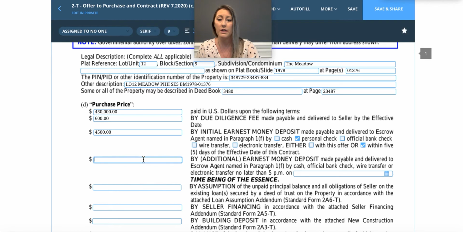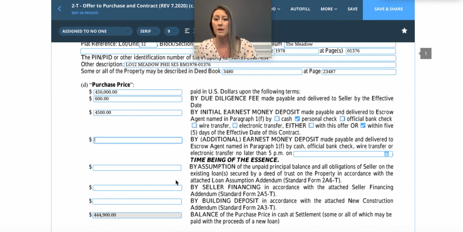Additional earnest money, you can use this if maybe you didn't do a due diligence fee. Maybe you said, we're going to do an initial earnest money deposit, and then if the house appraises for what it should, or if it passes inspection, then we'll give you more earnest money to tell you, yes, we are definitely very serious about this. Not used a lot, but it has been used. But we're going to leave that blank.